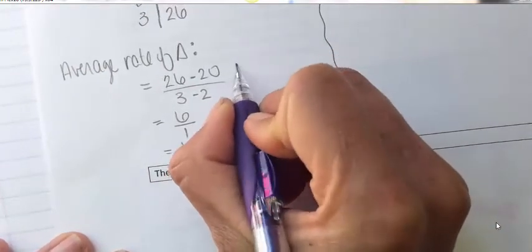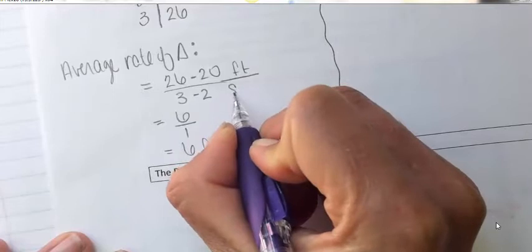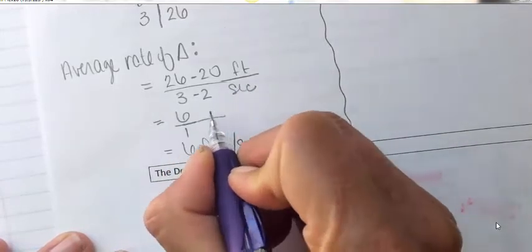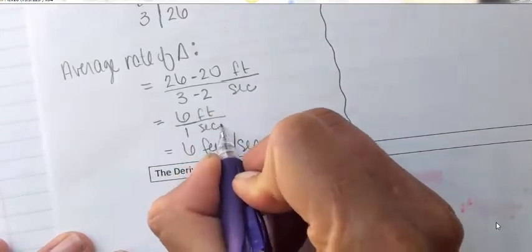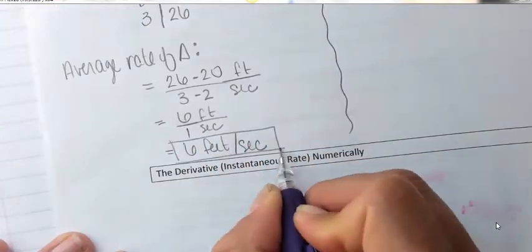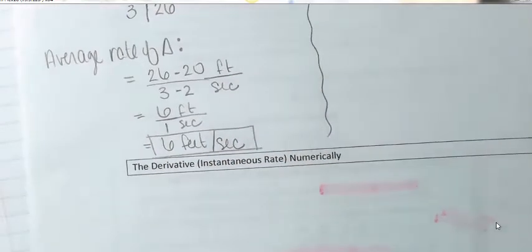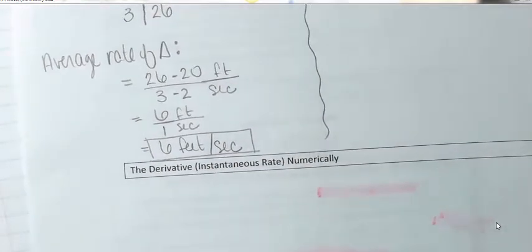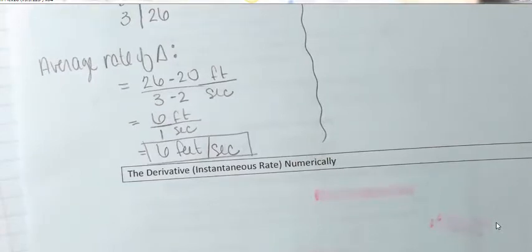Or you could go back up here and say, hey, this is feet per second. And same thing here, feet per second. The units become really important because now I know that my rate of change is a velocity. Sometimes your rate of change will be an acceleration.